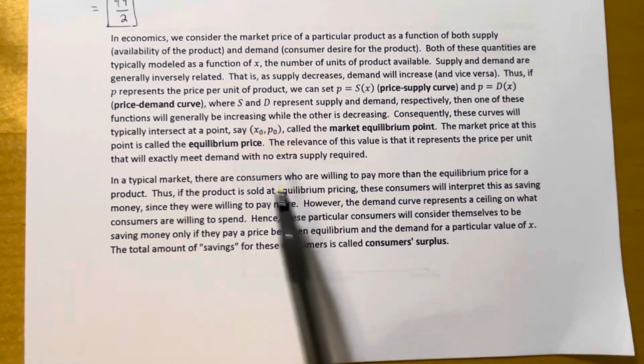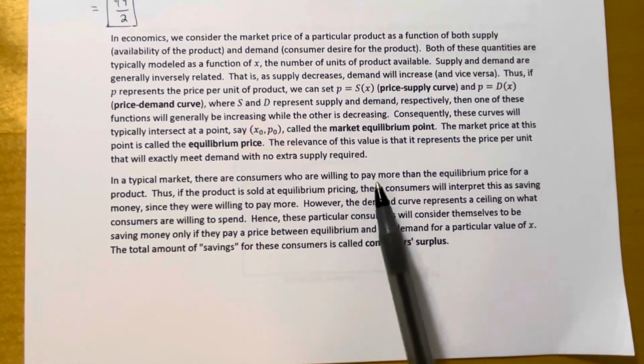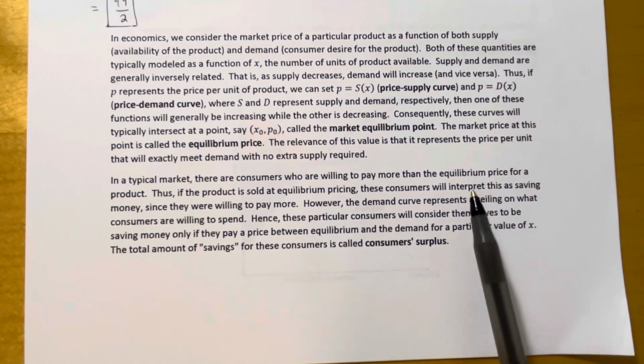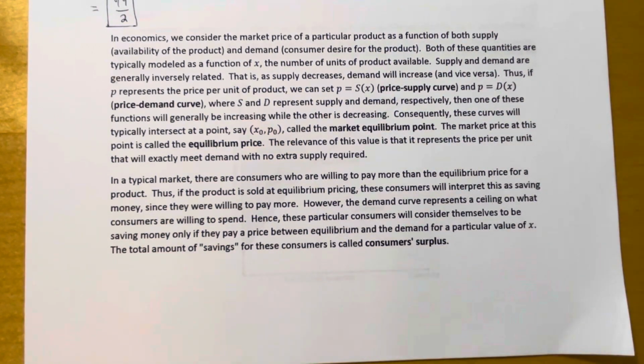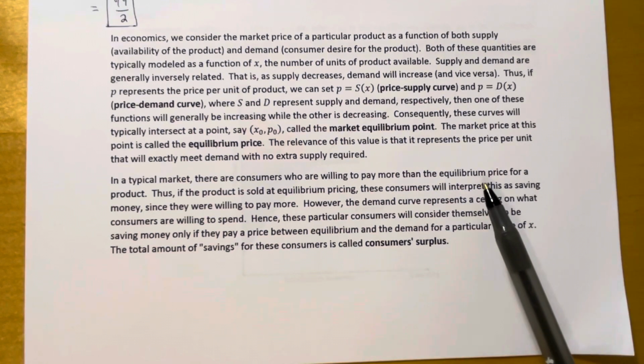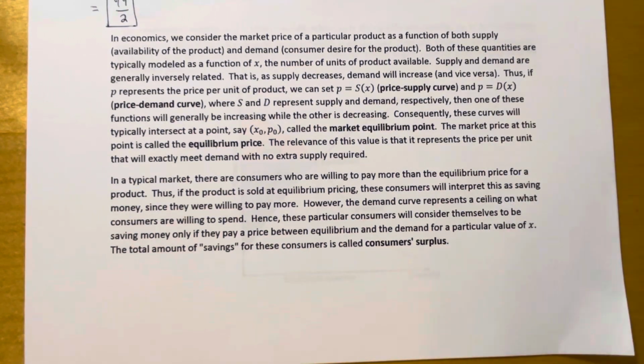In most markets, you get consumers who are willing to pay more than the equilibrium price for a product. Now remember, equilibrium price in an ideal circumstance is what sets that market price. So, if you have a particular product that, let's say, is being priced at $5 per unit, you'll most likely have consumers in that market who are willing to pay greater than that amount. Maybe somebody's like, I'm willing to pay $9 per unit for this thing.